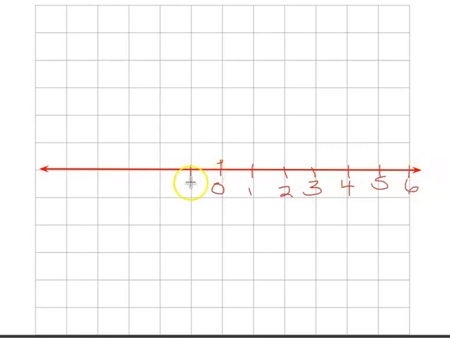And then starting to the left of the 0, of course, we have -1, -2, and so on. So they look backwards, but they're really not. They go from least to greatest, just like the positive side does. So that's a horizontal. So this line is horizontal, okay?